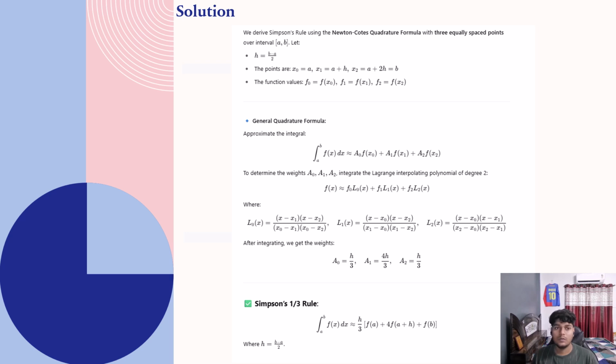Weddle's rule for 7 points is derived by applying Simpson's rule over the subintervals and adjusting weights. I have derived this in my slide using the Newton-Cotes approach. As you can see, we have derived Simpson's rule using the Newton-Cotes quadrature formula with three equally spaced points over the interval a and b, starting from the general quadrature formula. Simpson's one-third rule is.